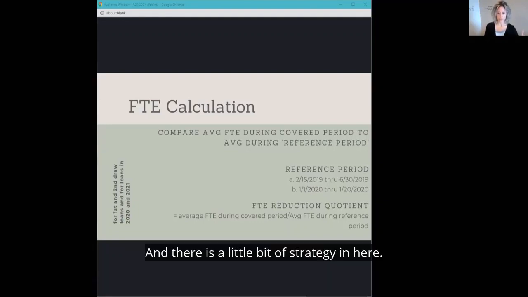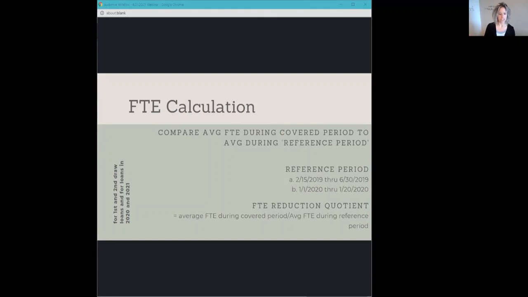And there is a little bit of strategy in here, right? You want to choose the reference period with the fewer FTEs to help maximize your loan forgiveness. So I actually have an example of this, which we'll go through. Let's say your average FTEs during your covered period is 6, and your average FTEs during your reference period is 8. So I chose one of those two options that we have.